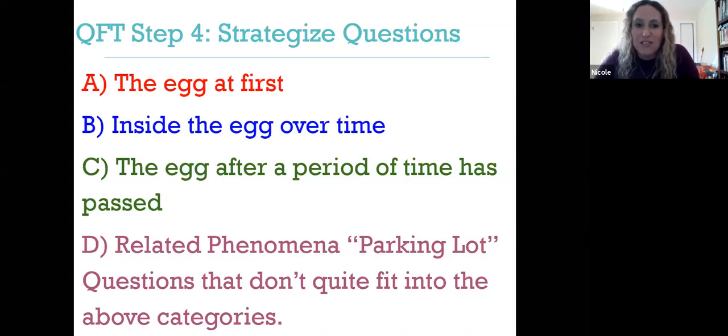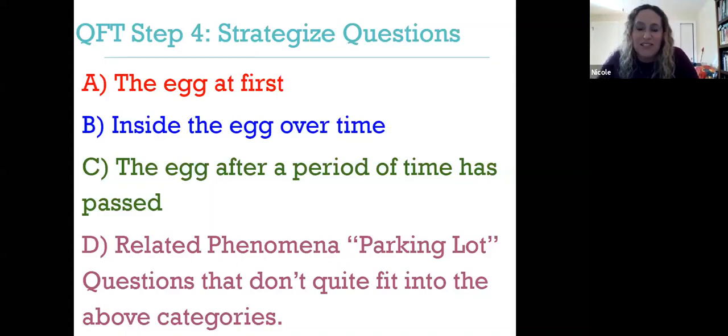If their question is about the egg being laid at first, they would put an A next to the question. If the question's about the egg sitting around over time, they could mark their questions with a B. And if their question is about the egg at the end, when it's going to hatch or not going to hatch, they can put a C. This further helps them organize their questions into what steps of the phenomena their question fits in.